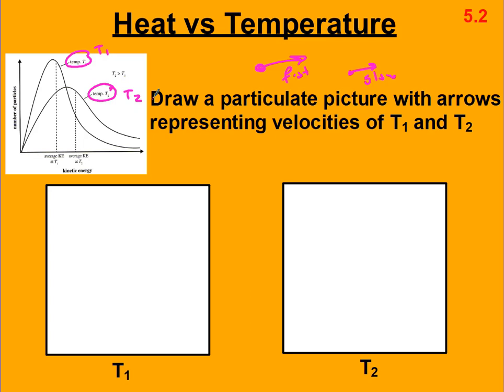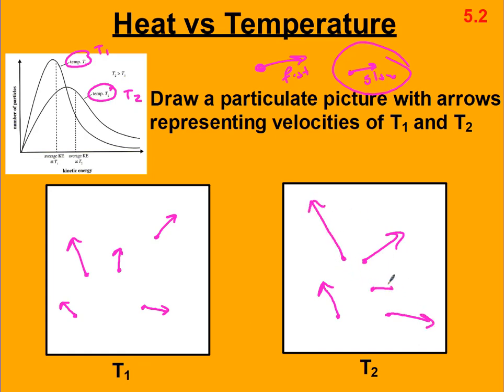So T1 should be at a lower temp, so I should have more of the shorter arrows. They're going to be going in different directions. And I may have even a longer one, but again, they're on average going to be shorter than the ones over here that are at a higher temperature. But just like that, I could have maybe a smaller arrow in T2. But again, on average, my T2 is faster, so it's going to have longer lines representing that they're moving faster.